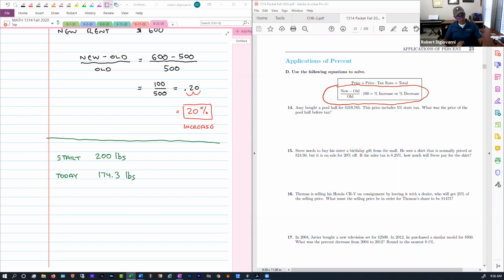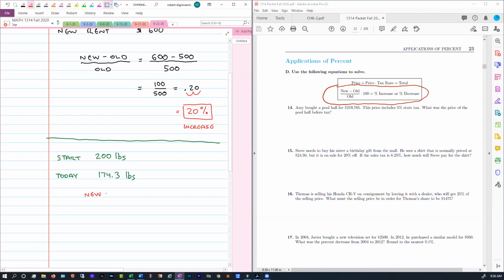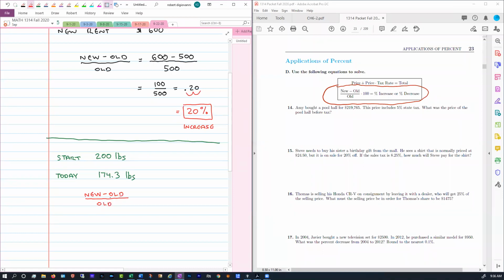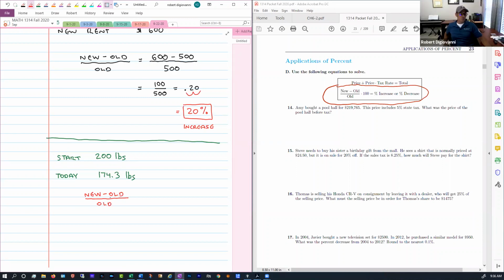So if we're going to use this formula, new minus old, my handwriting is terrible today. I don't know why, I feel kind of shaky. You ever had those days where you just feel kind of shaky? I don't know what's going on. A little bit.